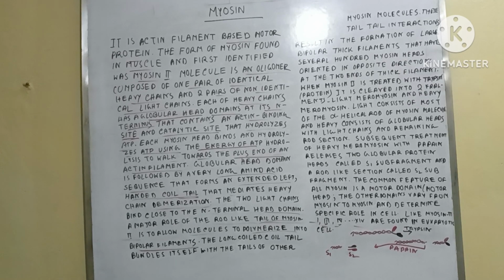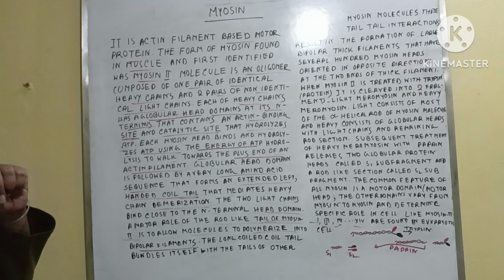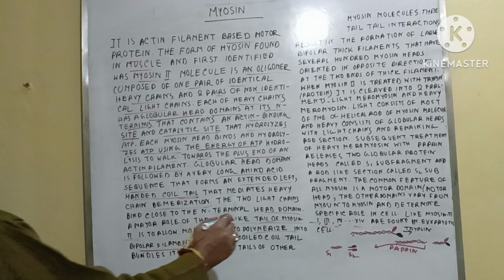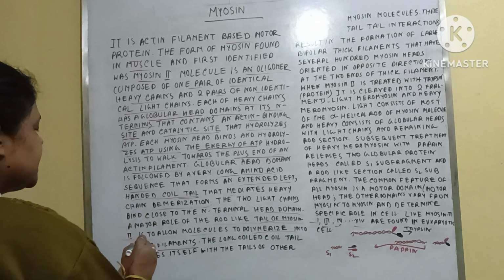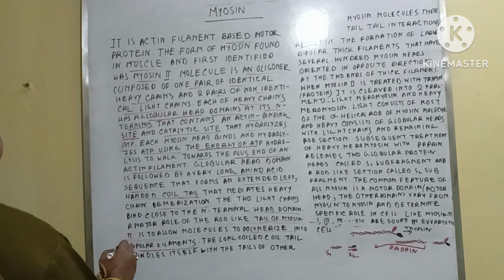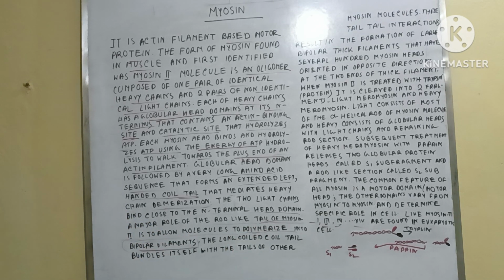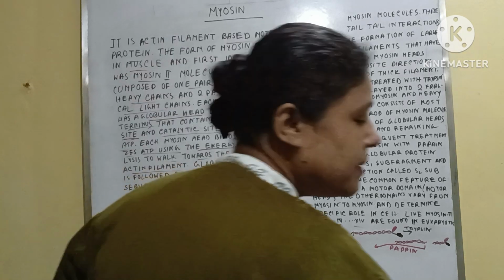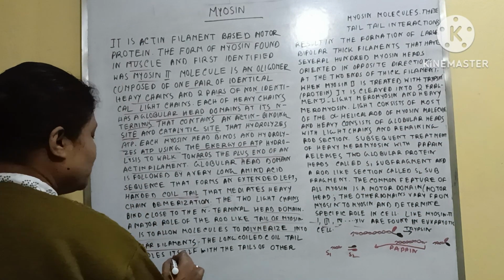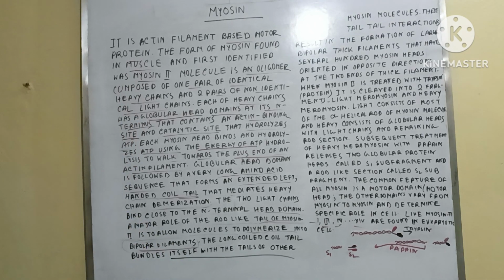Okay, so what is saying that the demineralization? No, demineralization is not. This is bipolar filaments. The rod-like tail of the myosin 2 is to allow the molecules to polymerize into bipolar filaments. So the rod-like tail helps in the polymerization into the bipolar filaments. And the long coil tail bundles itself with the tails of other myosin. Its another role is it can bind with the other myosin molecule.